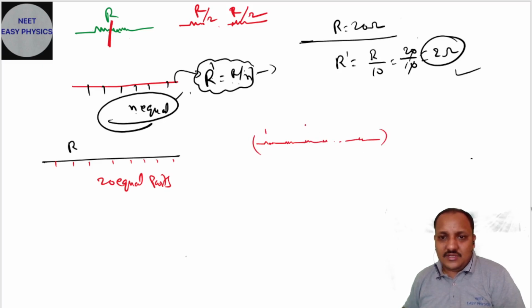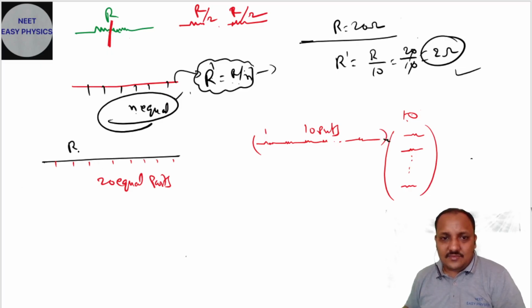10 parts connected in series. Remaining 10 parts connected in parallel. And these two combinations in series, what is the effective resistance they will have?